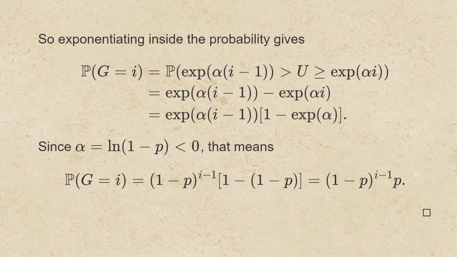Since alpha is the natural log of 1 minus p, which is less than 0, that means that the probability that g equals I will be 1 minus p raised to the I minus 1 power times the quantity 1 minus the quantity 1 minus p, which is just (1 minus p) to the I minus 1 times p. Whew. That's just the probabilities associated with a geometric random variable, and the proof is complete.